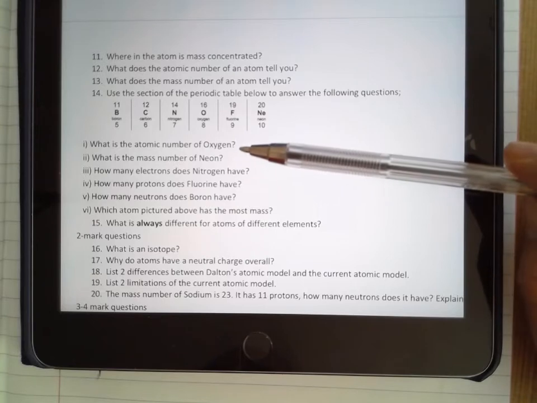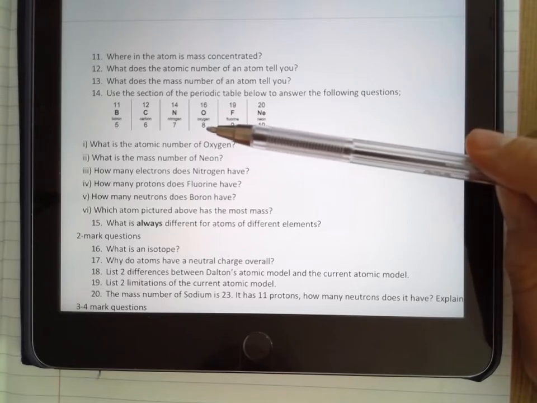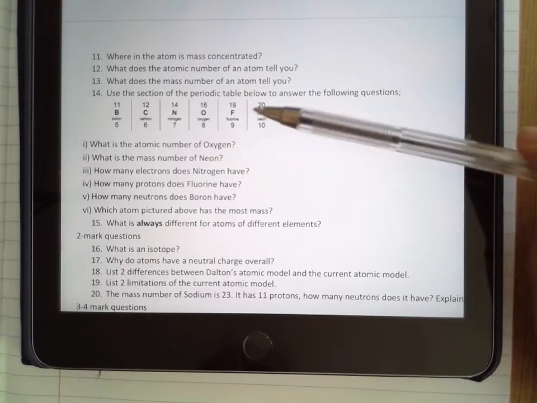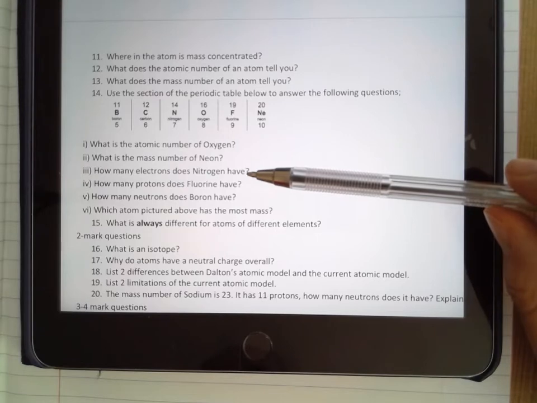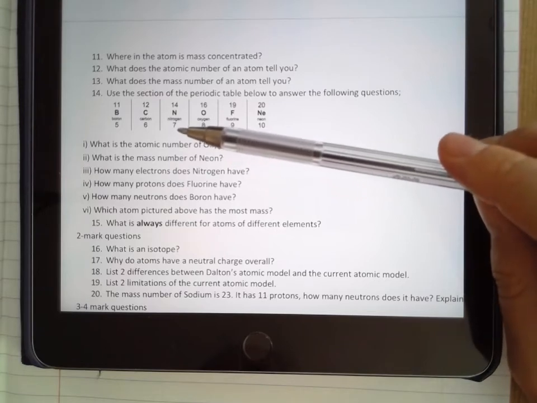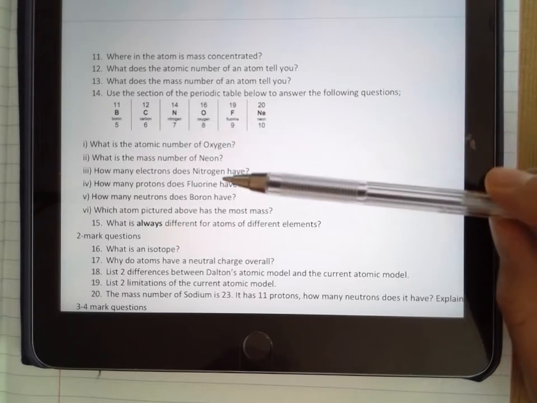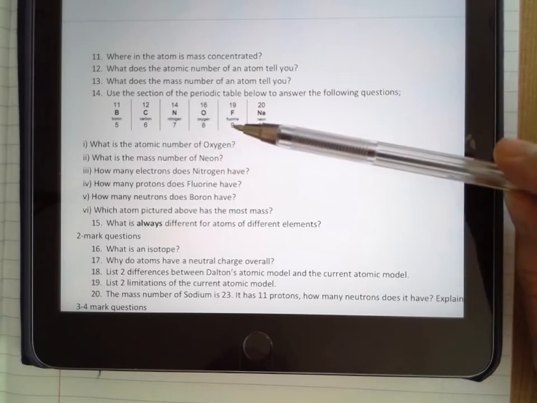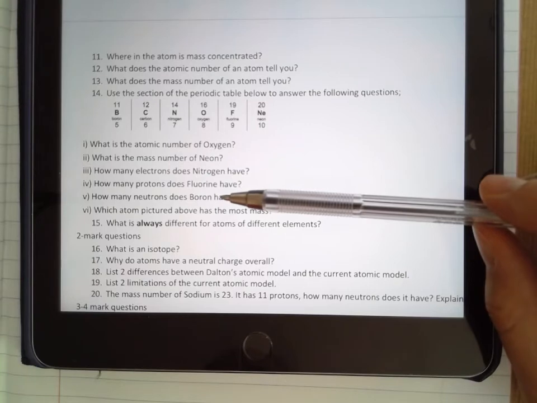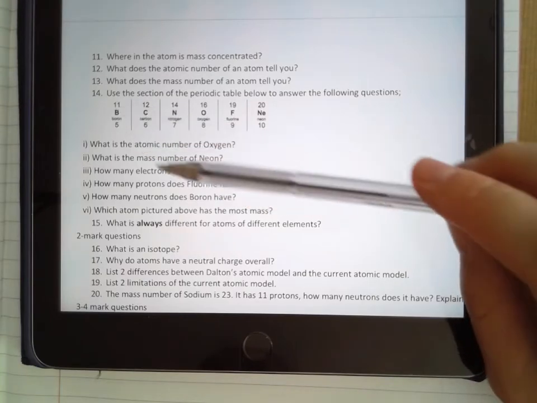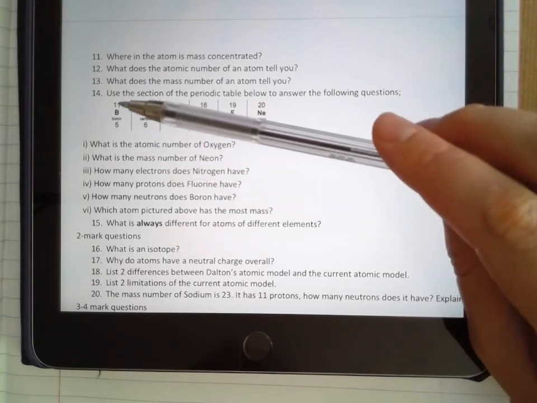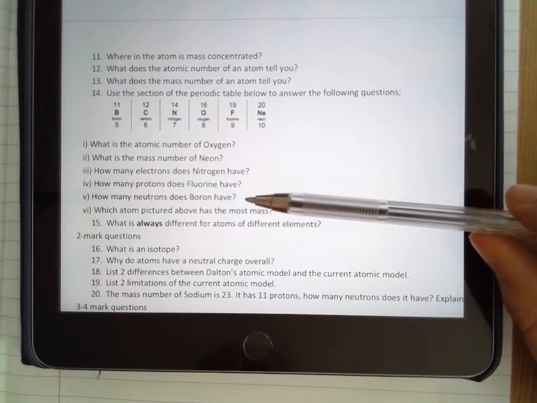What is the atomic number of oxygen? Small number next to oxygen is 8. That's the atomic number. The mass number of neon is the big number next to neon, which is 20. How many electrons does nitrogen have? Atomic number is 7, so it's got 7 protons. It's always got the same number of electrons, so 7 electrons. How many protons does fluorine have? It's going to have 9. How many neutrons does boron have? Mass number 11. Neutrons, I'm going to do 11 minus 5, so 6 neutrons.